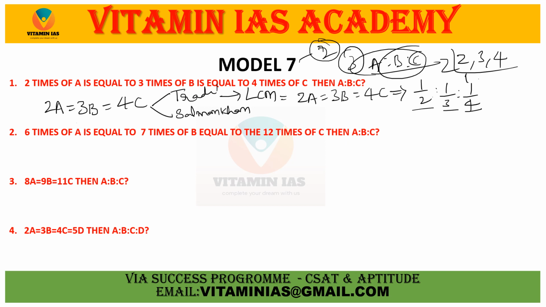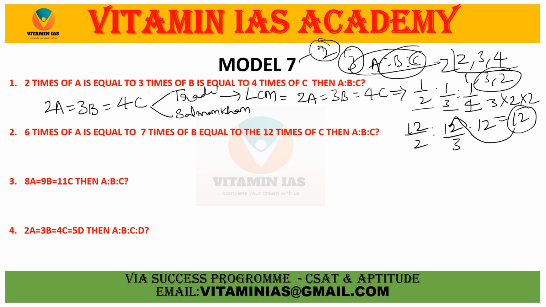So 2 ones are 2, 2 twos are 4, and 3 into 2 into 2, nothing but 12, will be the LCM. Keep this LCM here: 12 by 2, 12 by 3, 12 by 4. Then 12 divided by 2 gives 6, 12 divided by 3 gives 4, and 12 divided by 4 gives 3. So 6 is to 4 is to 3 will be the answer for this question. This is the traditional method, the LCM method.